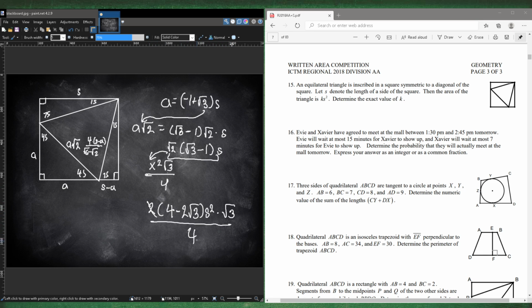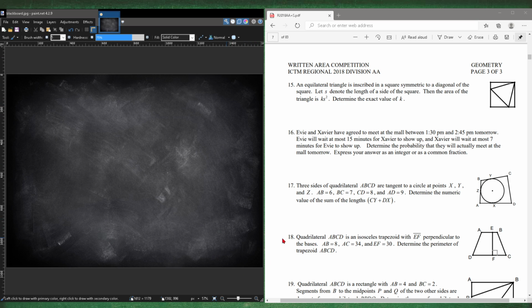And then the 2 in here cancels out this 2 to make a 2 and a 1. So then we have 2 minus square root 3 times s squared times the square root 3. So then 2 times square root 3 is 2 square root 3, and square root 3 times 3 times square root 3 is 3. So our coefficient in front of our x squared is 2 square root 3 minus 3. And that's our answer for number 15.